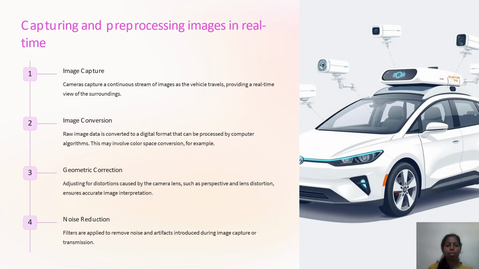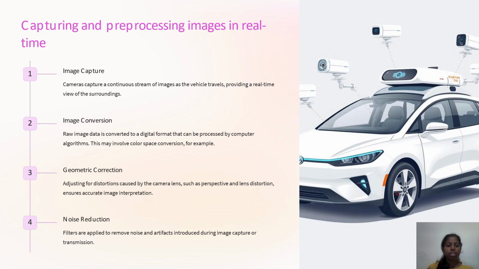After the image is captured, it will be converted. Let's see what the conversion is. Raw image data is converted to a digital format that can be processed by computer algorithms. This may involve color space conversion.